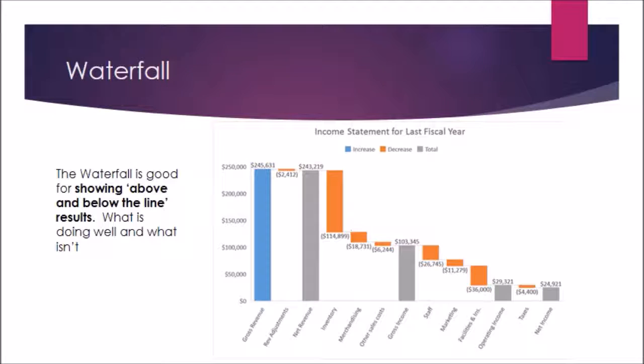So the waterfall is good for showing above and below the line results, so what is doing well and what is not doing well. The increase and decrease are clearly shown. And that's great because we can completely see the gross revenue and the net revenue, and then we can see where we're starting to lose some money. It's really easy to follow along and to read.